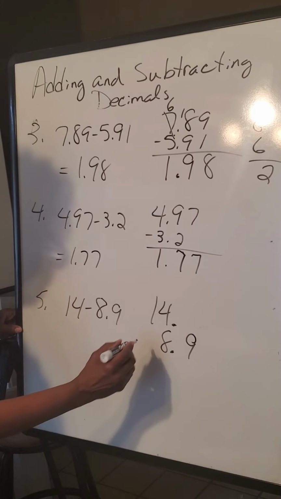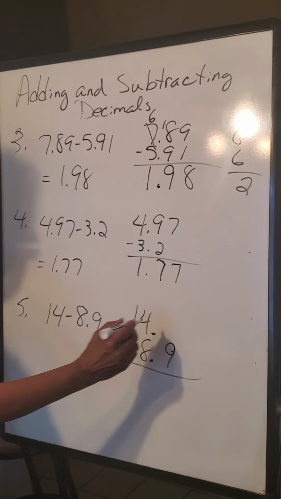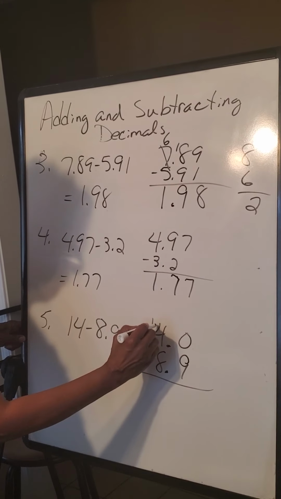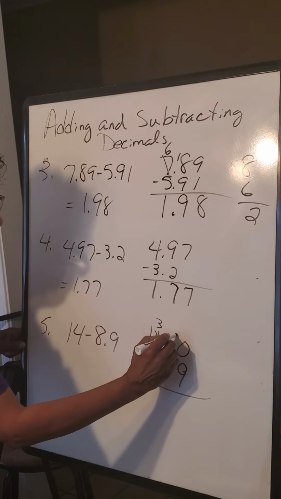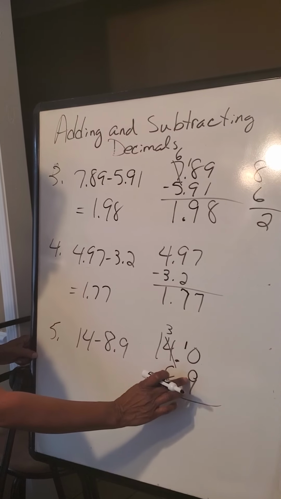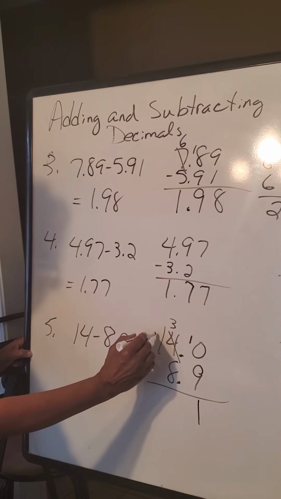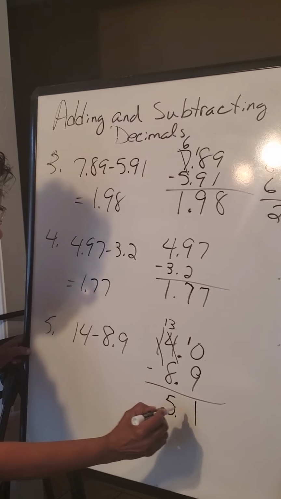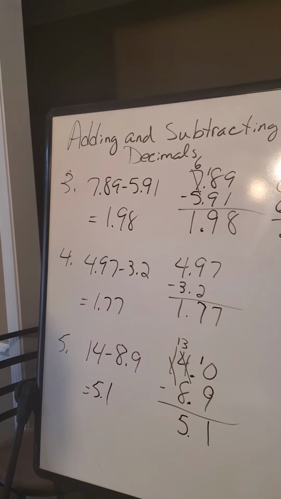I'm doing subtraction. I need something to subtract that 9 from, so I'm going to add a 0 as I go here, and I'm going to rename this. This becomes a 3. Do some regrouping here. 10 minus 9 gives me 1, right? Here, that's going to be a 13, and 13 minus 8 gives me 5. So the answer is 5 and 1/10.